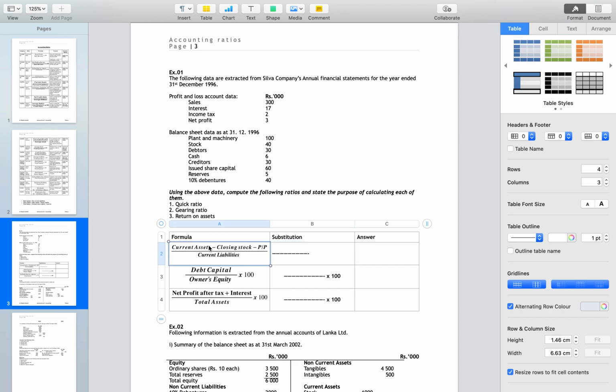So number one, current assets, right? In this question, as you can see, the following data is extracted from Silva's company's annual financial statements for 31st of December 1996. So we have the profit and loss account and the balance sheet, right? The first thing we'll be needing over here is current assets.